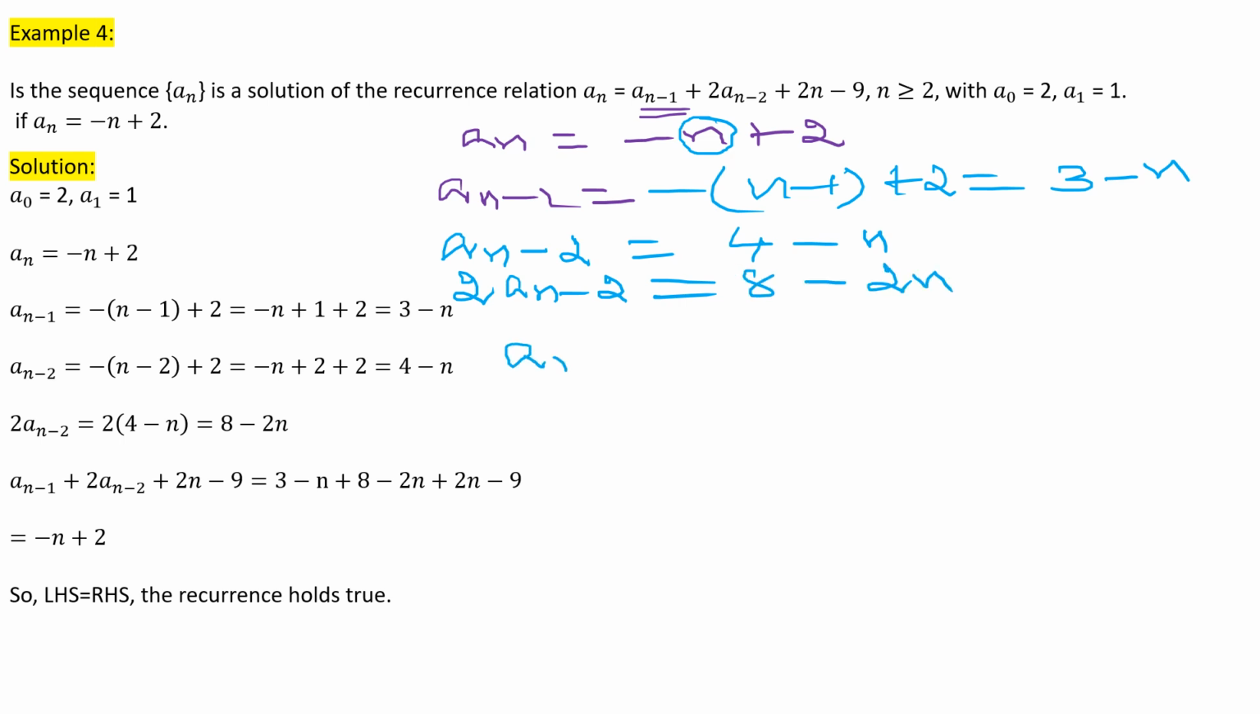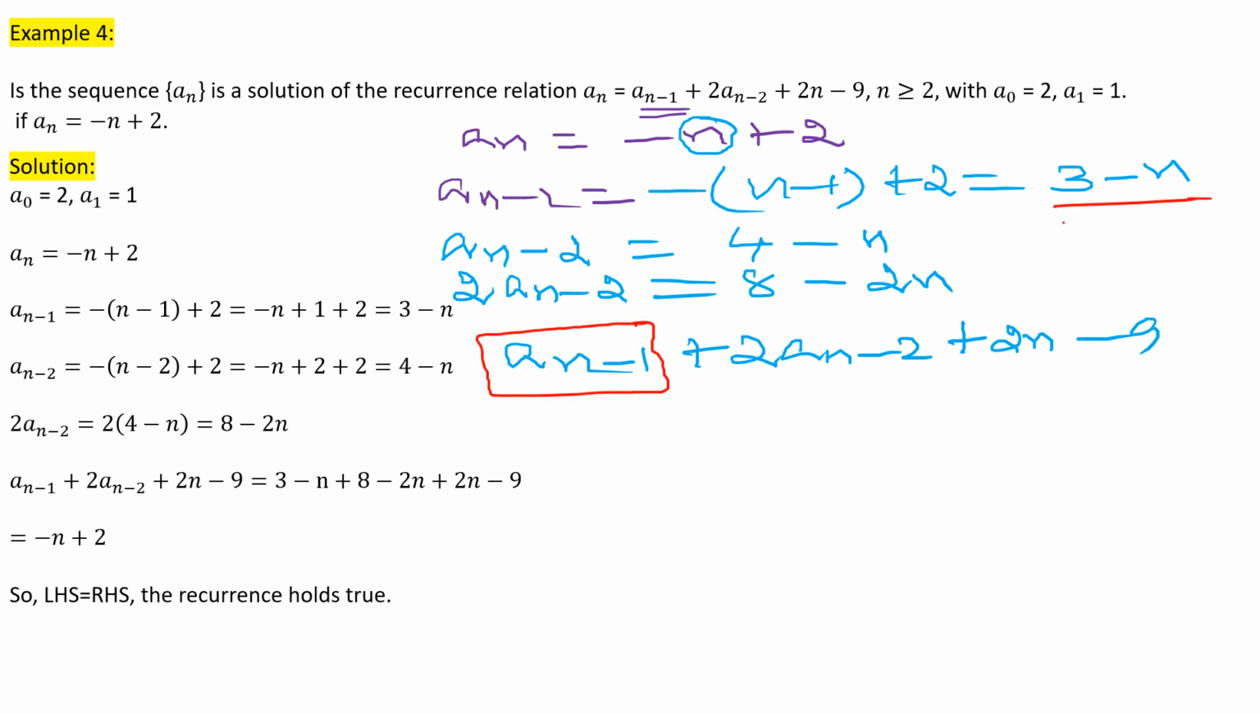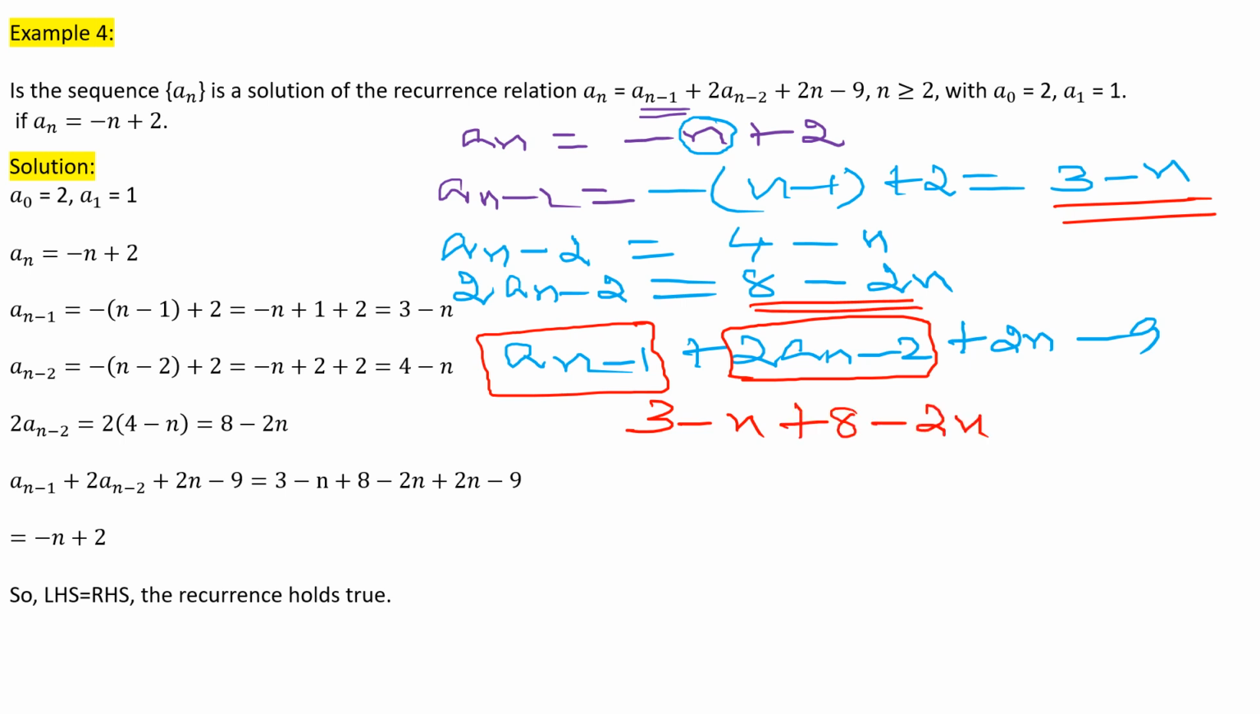Then we will substitute this value in this sequence. Okay. So here, this a sub n minus 1, you have to take this value, 3 minus n. Then 2 a sub n minus 2, you have to take this value, that is plus 8 minus 2n. And after that, you have 2n. So write 2n as it is. Then we have minus 9. Write minus 9 as it is.